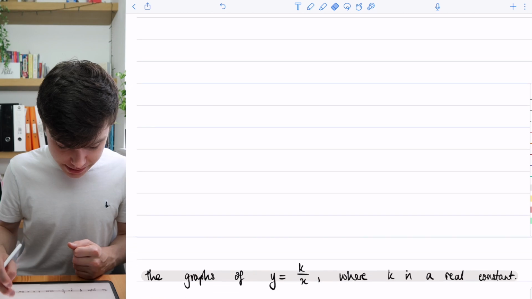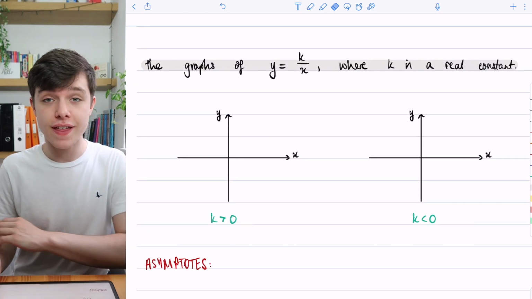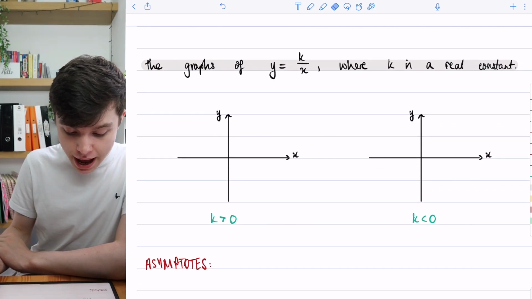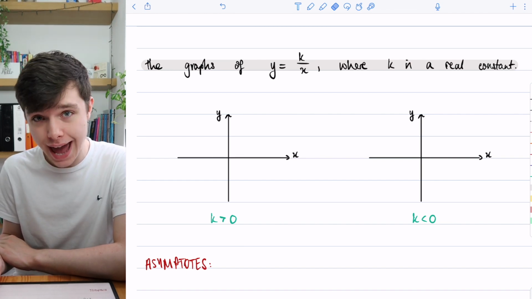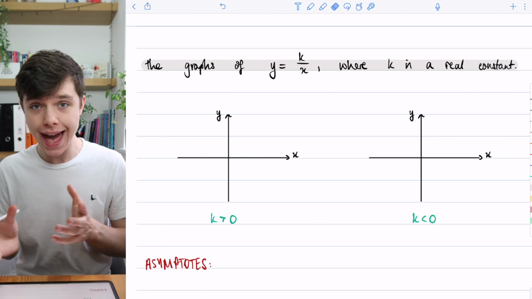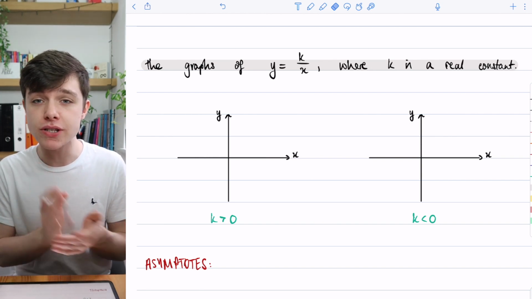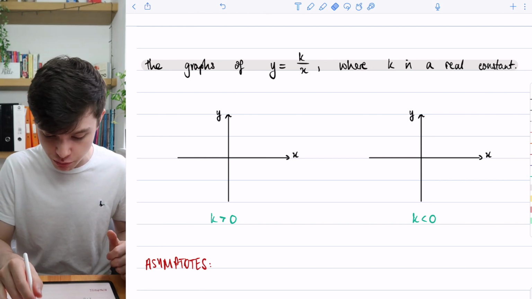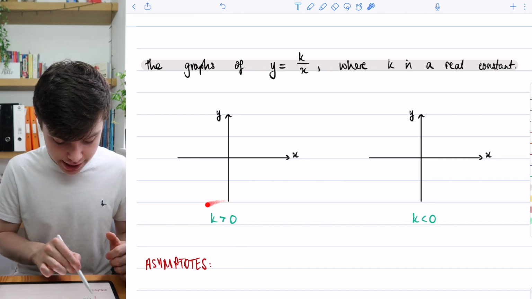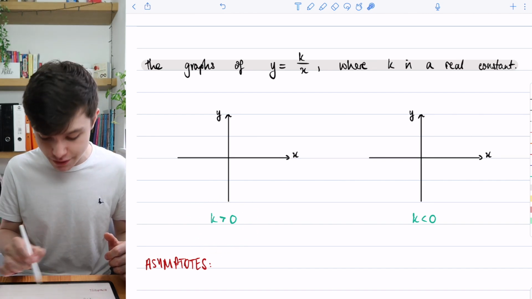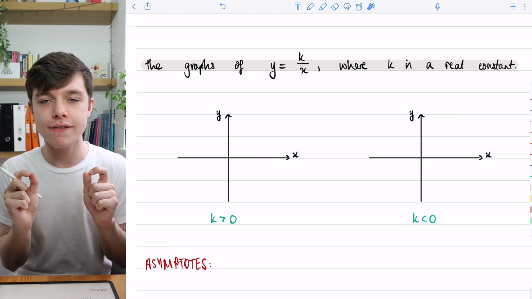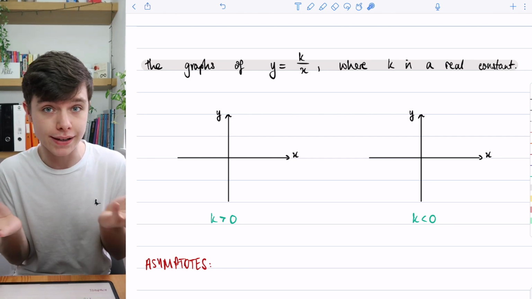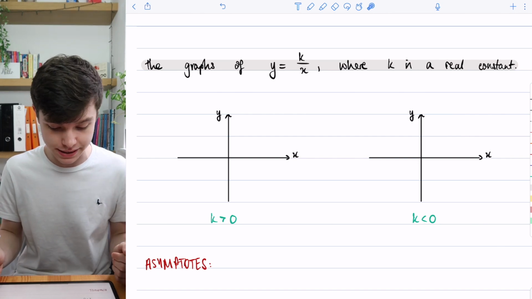So let's consider how we can sketch that function. Now here, I've got the function y is equal to k over x, where k is a real constant. k is a real number, so it could be 1, it could be 2, it could be 3, it could also be negative. We've got the two versions here. We've got when k is greater than 0 and when k is less than 0. We've not got equal to 0, because then that just means, well, y is 0. Okay, that's just the x-axis.